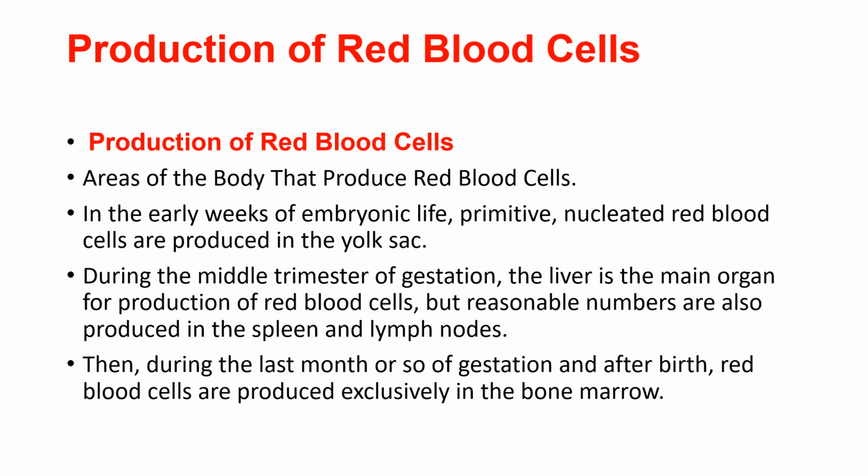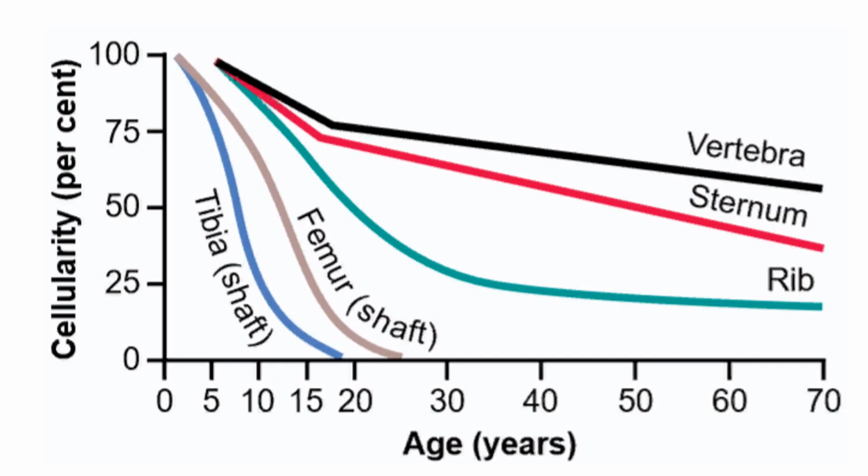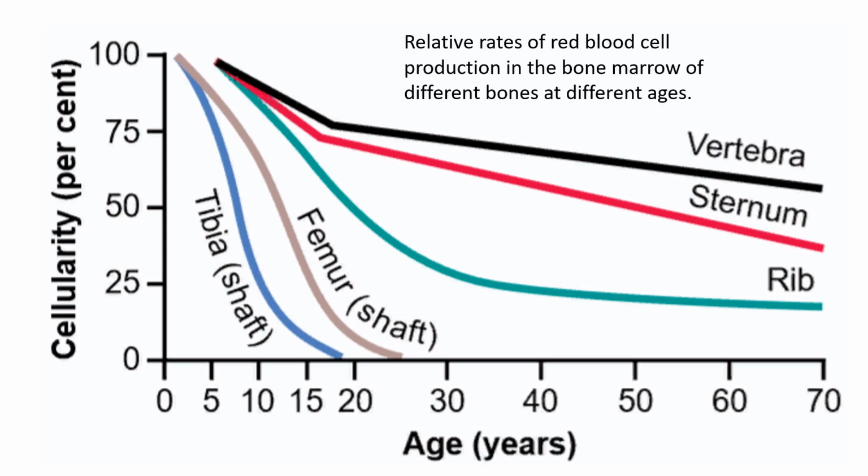Then, during the last month or so of gestation and after birth, red blood cells are produced exclusively in the bone marrow. Relative rates of red blood cell production in the bone marrow of different bones at different ages. As demonstrated in figure, the bone marrow of essentially all bones produces red blood cells until a person is 5 years old. The marrow of the long bones, except for the proximal portions of the humeri and tibiae, becomes quite fatty and produces no more red blood cells after about age 20 years.